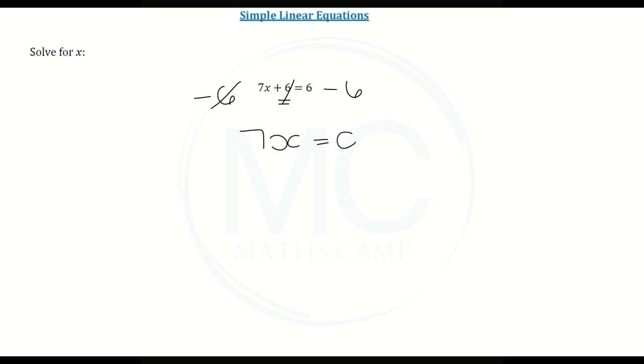So 7x is equal to 0. But we don't want 7x, we still want x. So we can say over 7 and over 7. These cancel, and we get x. But remember that if you divide 0 by anything, it is still 0. So for our final answer, x is equal to 0.